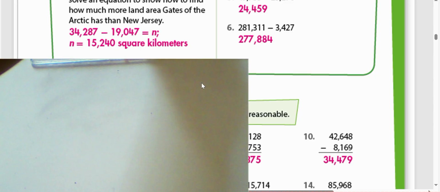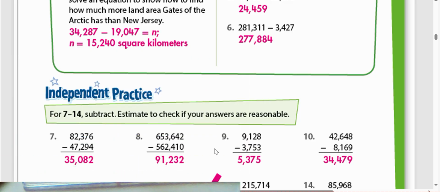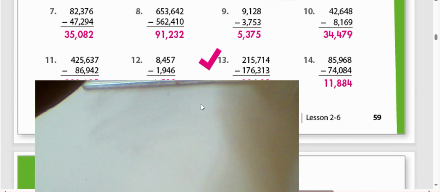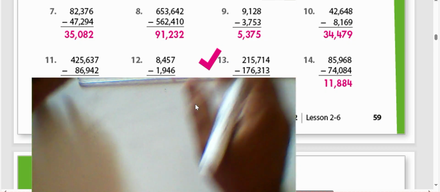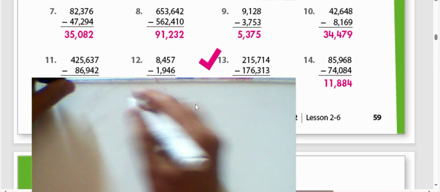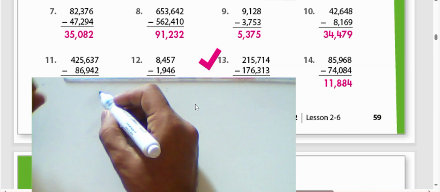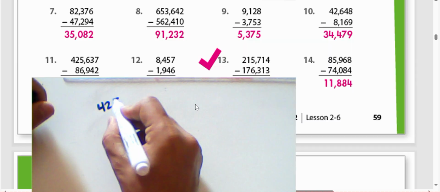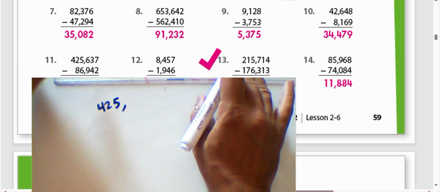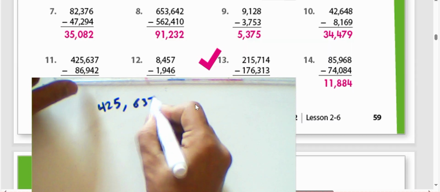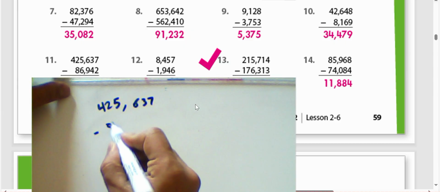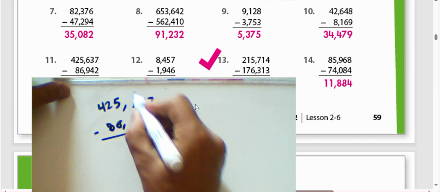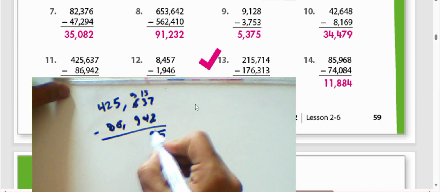15,240. Okay, next question. You can solve this equation, but you must repeat the answer. Okay, stop the video to solve this, and then tell me the answer. Like this question, 7 minus 2 equals 5, and then we must put 1. Like this number, I will write here. We have 425,637 subtract 86,942. 7 minus 2 is 5, and 13 minus 4 equals 9.